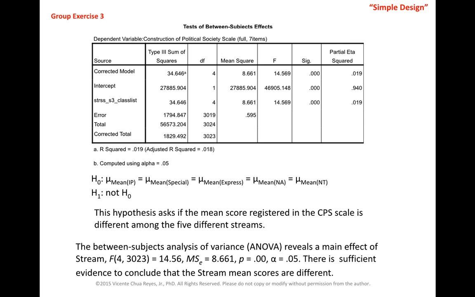There is sufficient evidence to conclude that the stream mean scores are probably different. So when we take a look at construction of political society scale in a Singapore context, using academic streams as a controlling variable is a meaningful way to move forward, because we see differences in the scores based on the survey that we did.